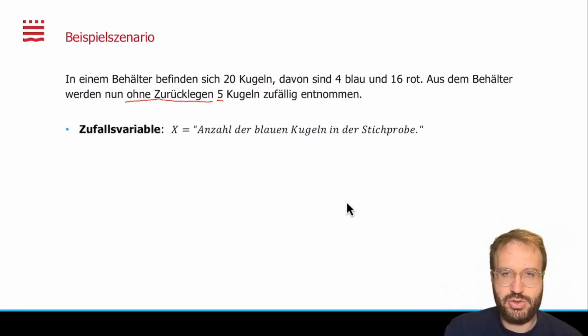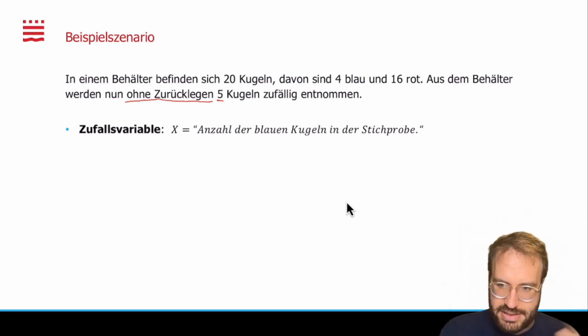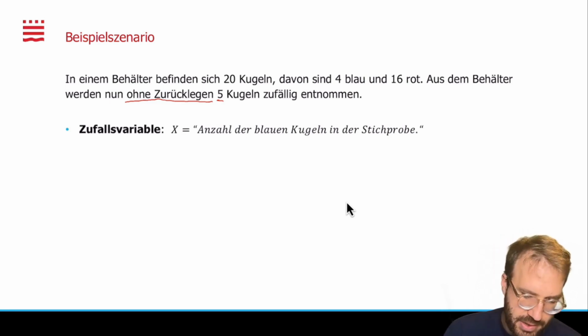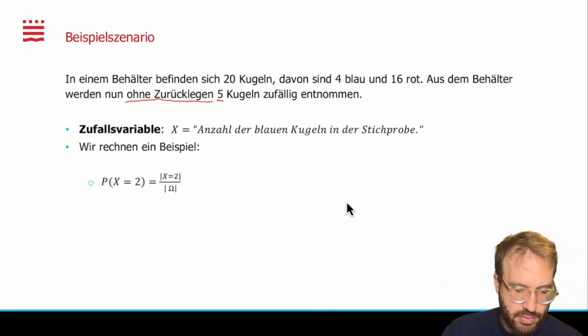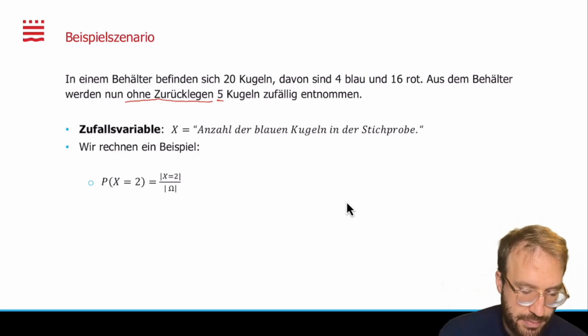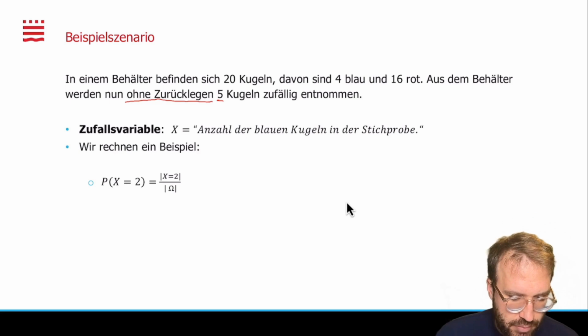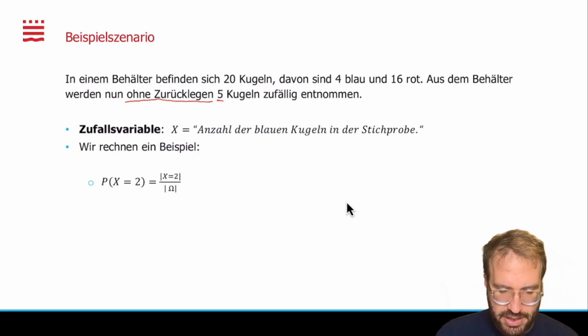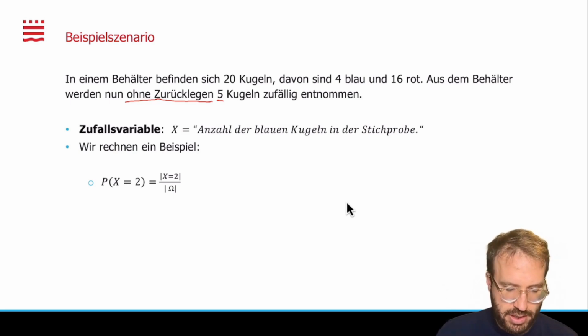Now we want to get to know the probability distribution of this situation. We've seen that this is a discrete random variable because it only takes on a finite number of values. So we want to find the probability that X takes on a certain value, and let's do that as an example for X equals 2. How do we do that? We're considering a Laplace random experiment: every combination of balls is equally likely.